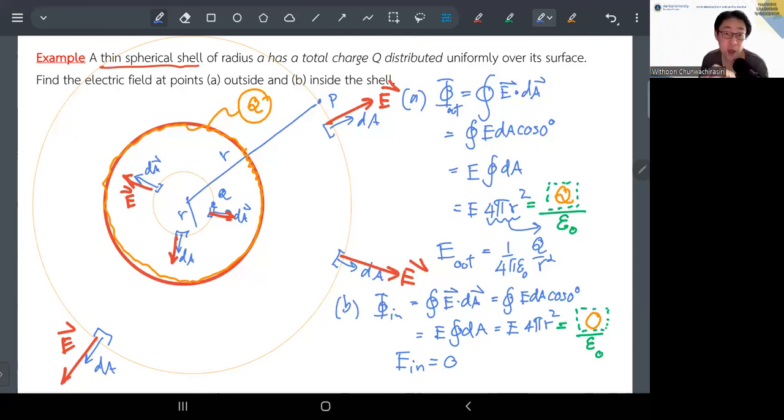So that's nice. But the second thing you can learn from this example is that if you have a spherical shell that is charged and you are inside that shell, the electric field inside is nothing. So you can think of the shell as a shield. Does that make sense? You can shield yourself from the electric field by staying inside.